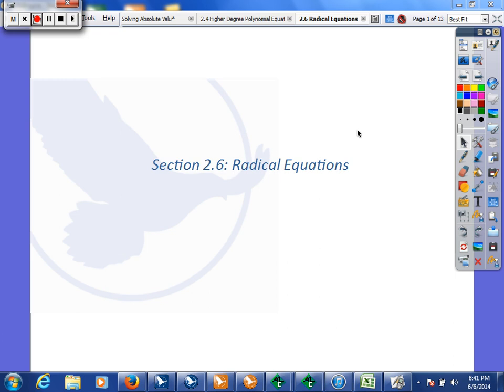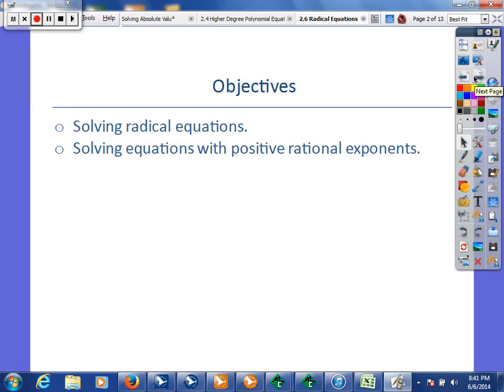Okay, we're ready to go ahead and start 2.6 radical equations, and it's going to be radical. Okay, two objectives, not a lot of stuff. We'll just look at a lot of examples, but solving radical equations is really the main thing, and solving equations with positive rational exponents. If you remember, rational exponents simply means that you're dealing with radicals.